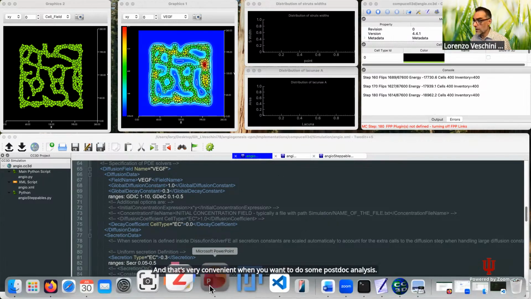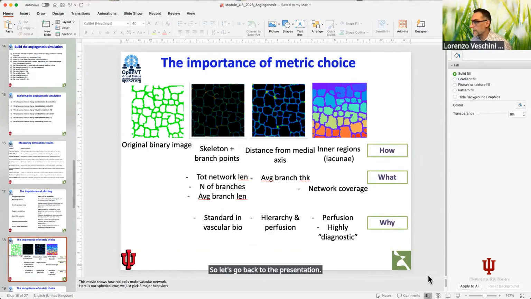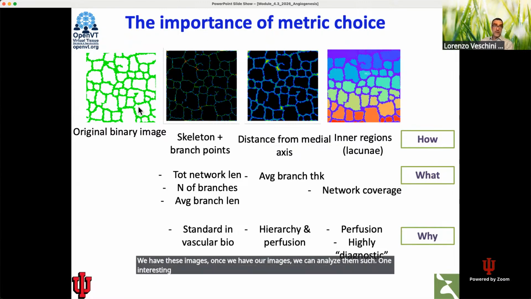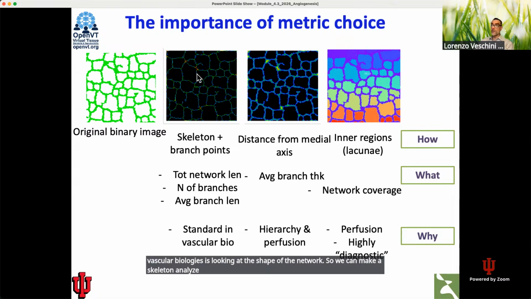Okay. So let's go back to the presentation. And the reason why we might want to have these images is that once we have our images, we can analyze them as such. And one interesting aspect in vascular biology is looking at the shape of the network. So we can make a skeleton and analyze how many branching points there are.